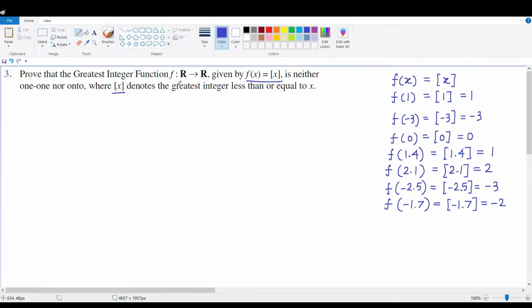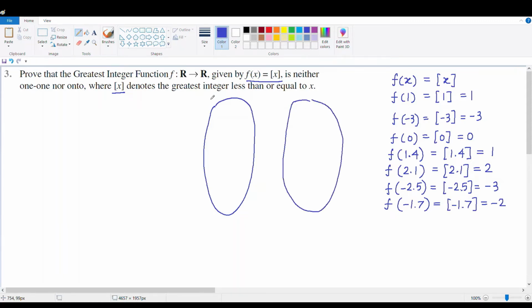Now we are given what? That the relation is from R to R, real number to real number. So let me make that here. So real number, this is also real number. Let's say this is the domain and this is our codomain. Now function f of x goes from here to here, and that function is the greatest integer function, and that we denote this way.